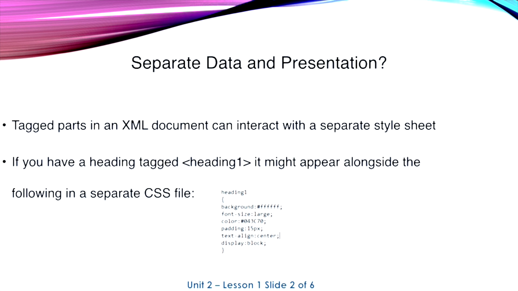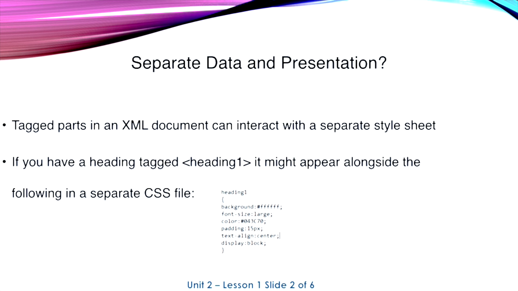Now, for instance, if you have a heading tagged as Heading 1, it might appear alongside the separate CSS description you can see in the image on screen. So, because there is a total separation between data and presentation, this same XML data can then be displayed in a variety of different ways. And because the different types of information have been tagged, the data is machine readable. This means it can be read and represented by other applications.